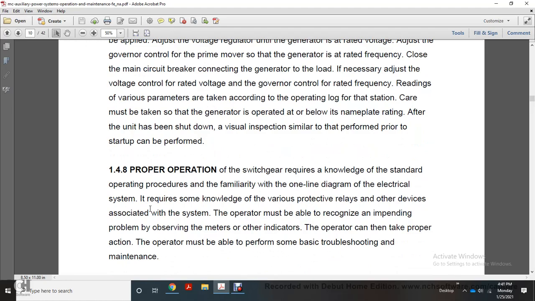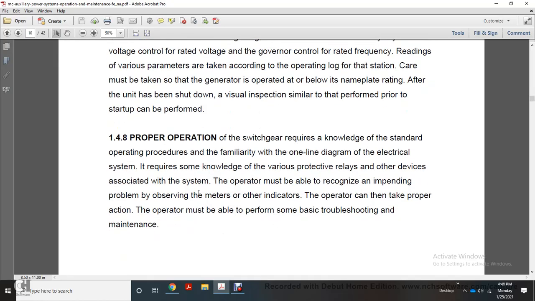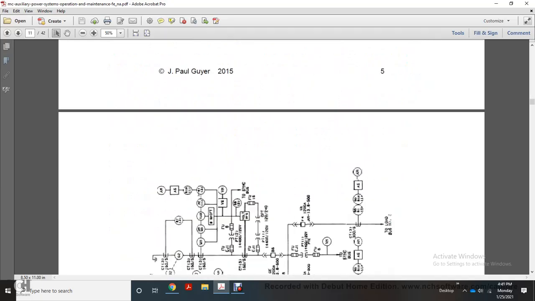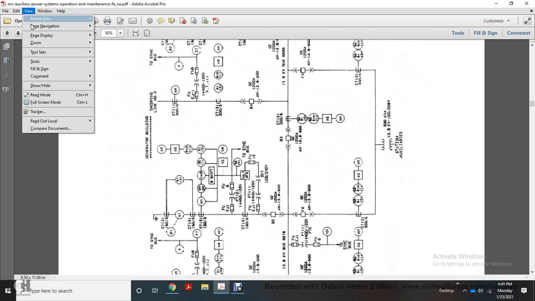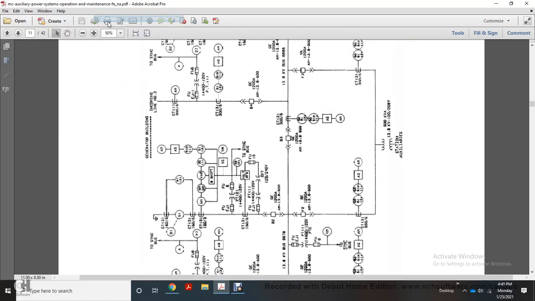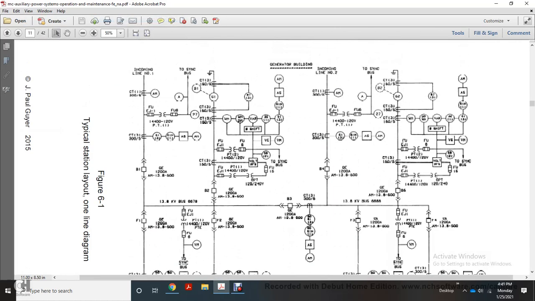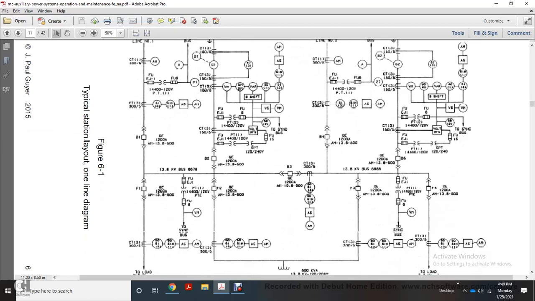148. Proper operation of switchgear requires knowledge of the standard operating procedures and familiarity with the one-line diagram of the electrical system. It requires some knowledge of the various protective relays and other devices associated with the system. The operator must be able to recognize an impending problem by observing the meters and indicators so that the operator can take proper action. The operator must be able to perform some basic troubleshooting and maintenance. Figure 6 shows a typical station layout for the one-line diagram.